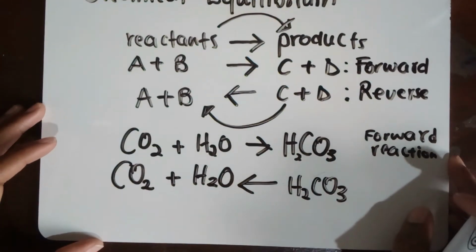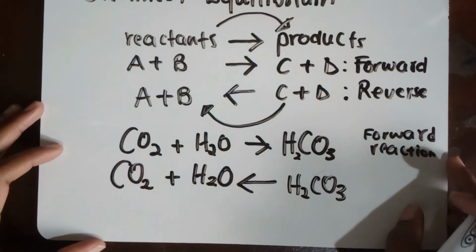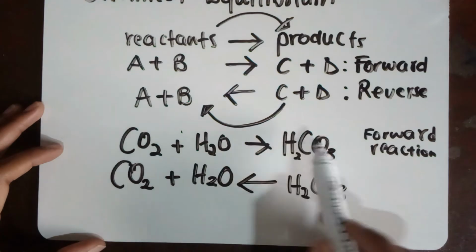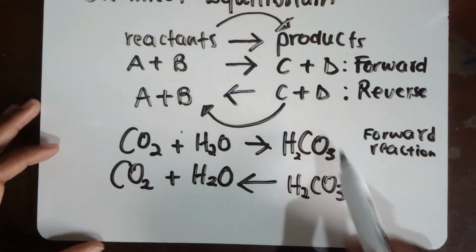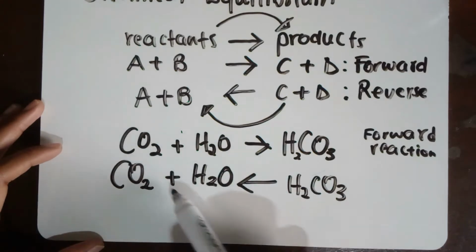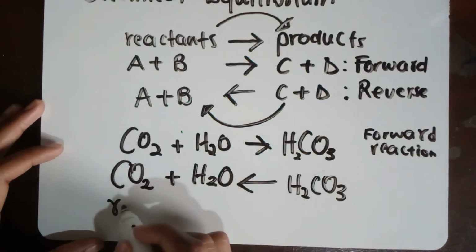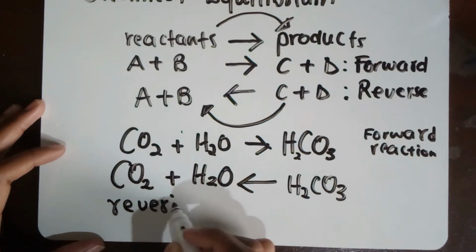Cool. But then there's also a way in which we write this particular reaction, because in this reaction, reactants can form products, but the product can also form back into reactants. We call that a reversible reaction, right? So you see it's a reversible reaction.